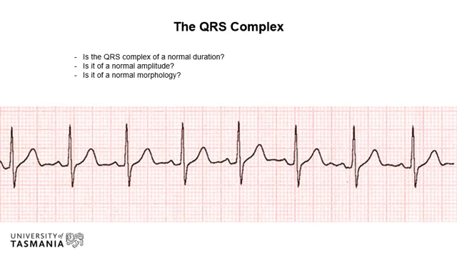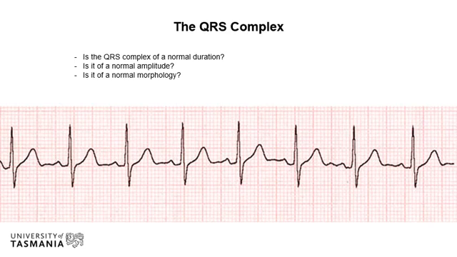We're also looking for amplitude, so is it a normal amplitude? The amplitude of an ECG should be greater than 0.5 millivolts in at least one standard limb lead. And in precordial leads, it should be greater than 1 millivolt in those leads as well.